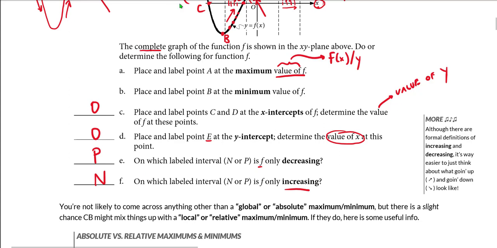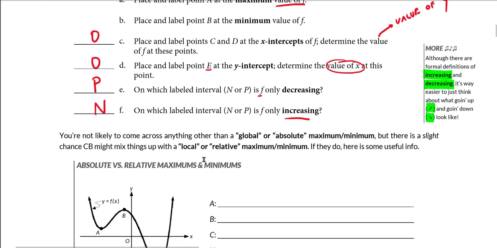Over here is a really quick, simple hint in terms of increasing and decreasing. Again, it should be fairly intuitive, but just think of increasing as the graph is going up and decreasing as the graph is going down. That's the easiest way to think of it.